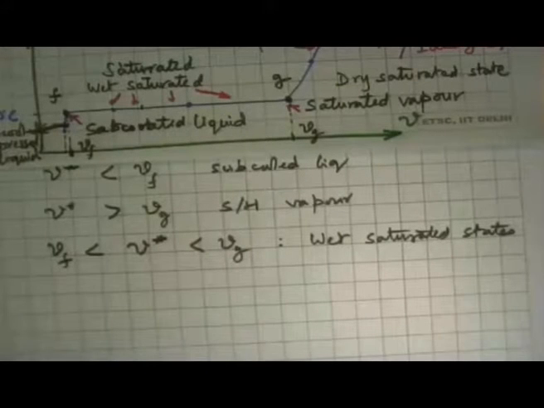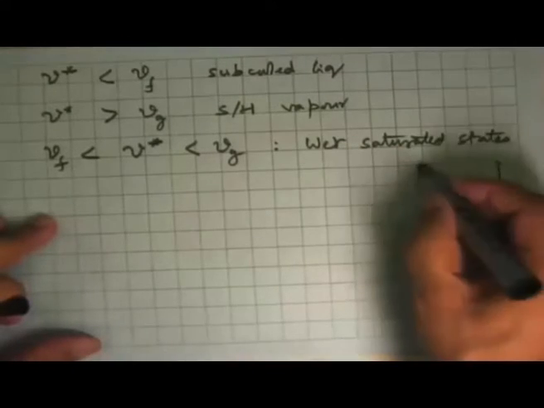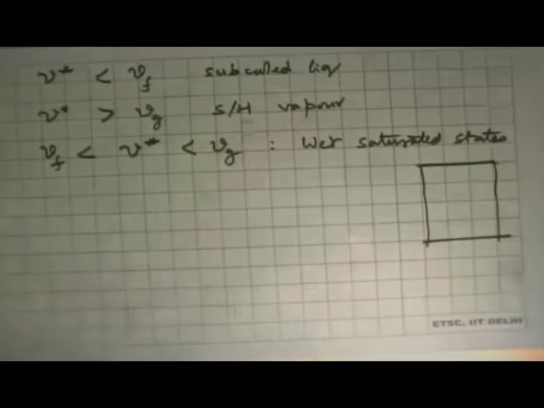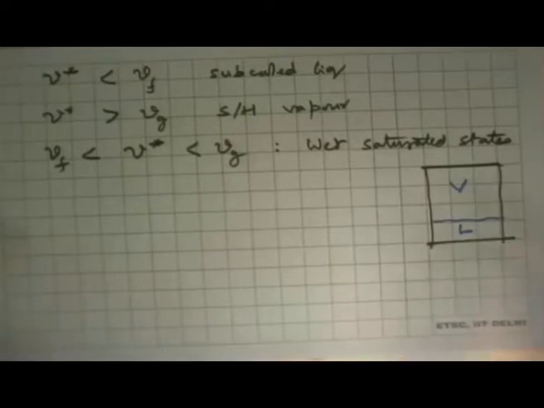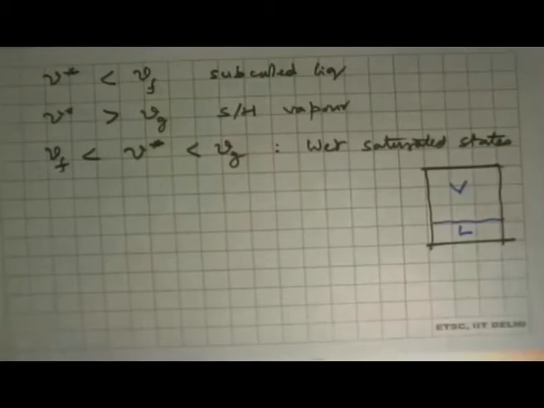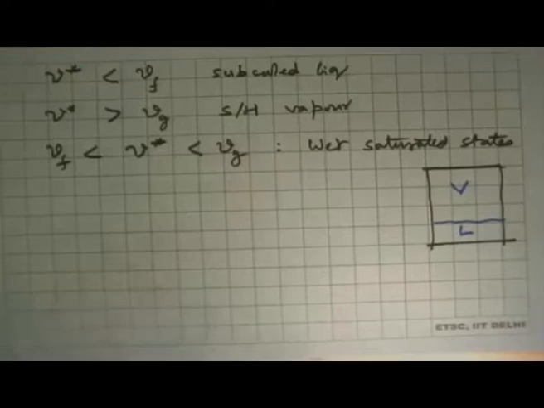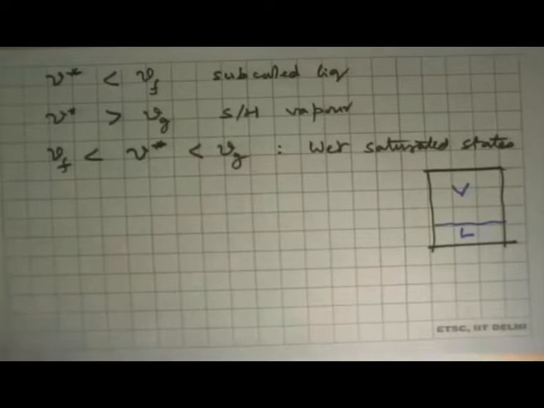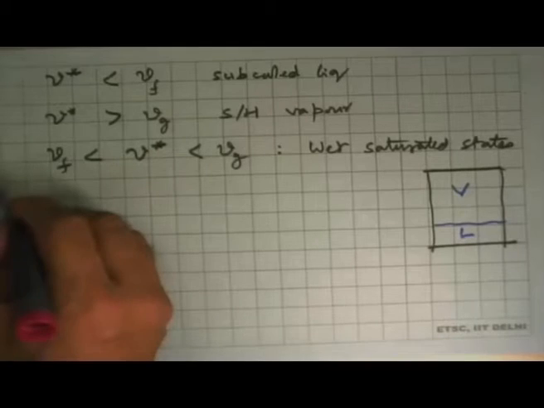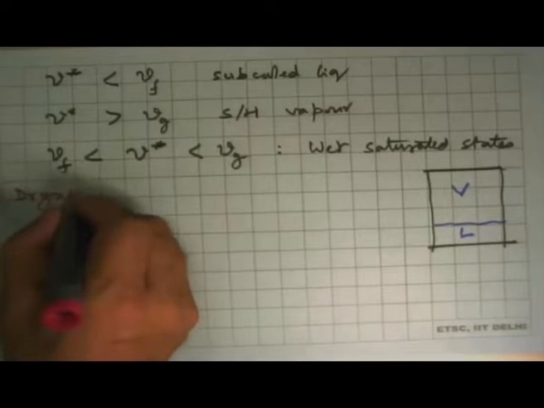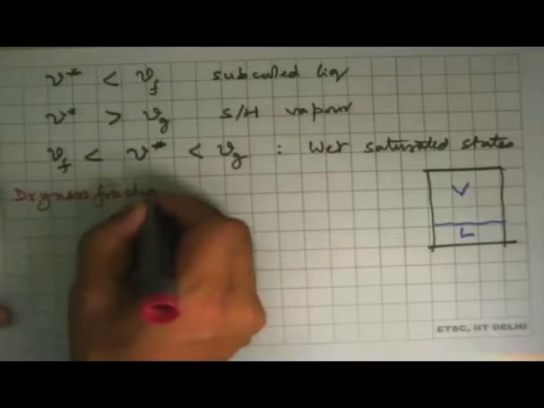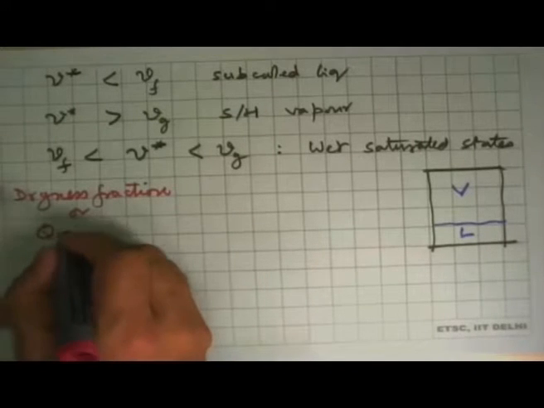Okay, so let's now define one parameter by looking at any saturated state. So we have a system, a closed one. It has got a certain amount of liquid and a certain amount of vapor. And this is what is different between different saturated states, the proportion of these two. So we have to define something which tells us how much liquid is there, how much vapor is there. And for that we will define a new property which is called the dryness fraction, or also known as quality.